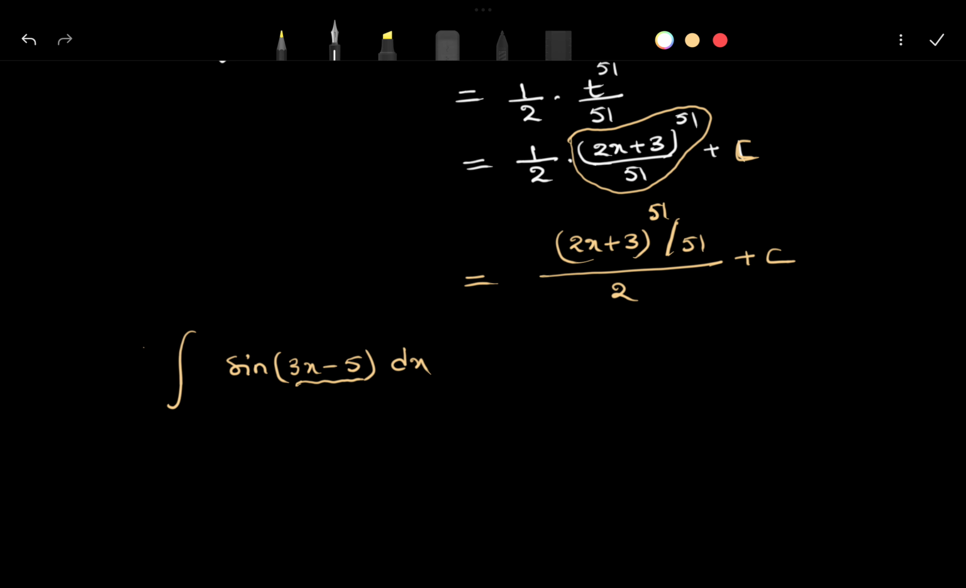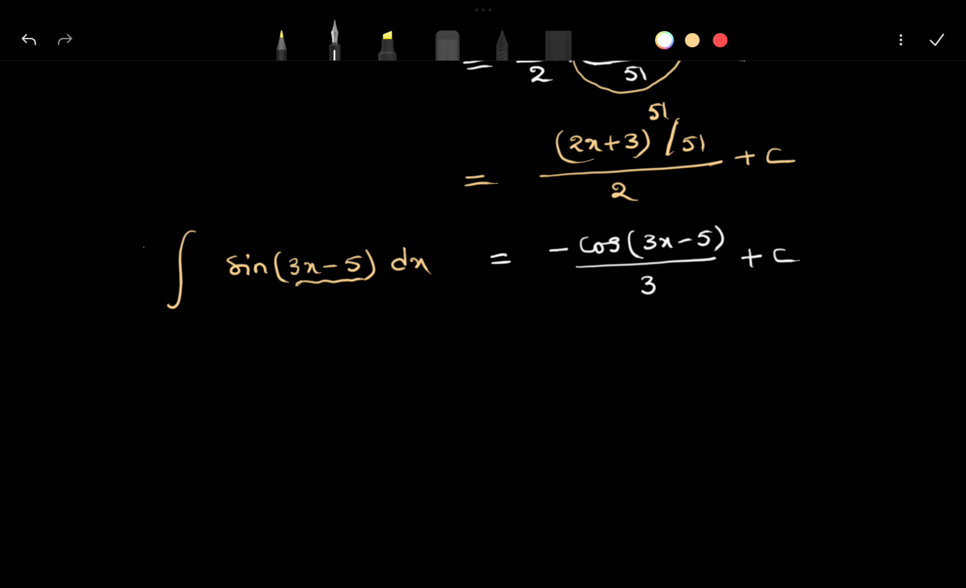So as usual you consider 3x minus 5 as x. So the integration of sin x is minus cos x, and so we get minus cos of 3x minus 5 whole divided by the derivative of the term which we are assuming as x. So what is the derivative of 3x minus 5? That is 3, plus c. So I hope that everyone is clear.